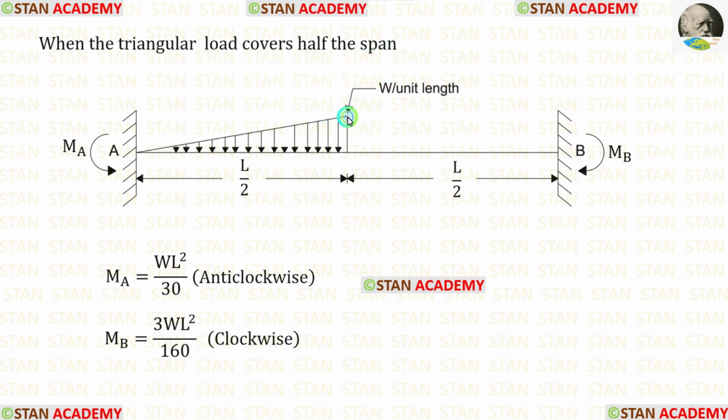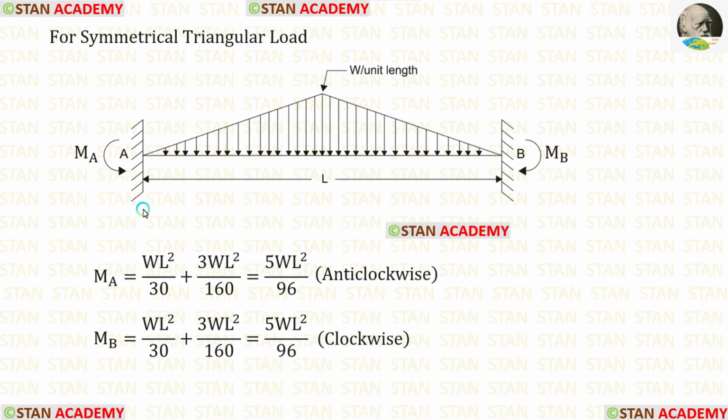Suppose the triangular load is acting symmetrically like this. We can easily find out the formulas for MA and MB. For that, we have to add these two values. Here you can see a fixed beam with a symmetrical triangular load. To find out MA and MB, we have to add these two values. When we add, we are getting 5WL square upon 96.